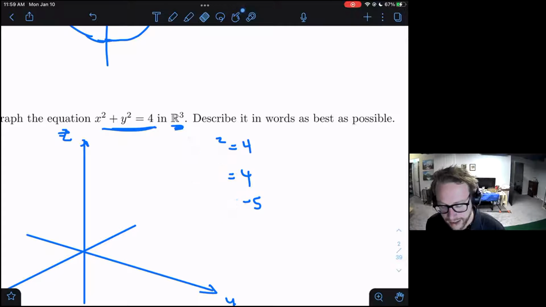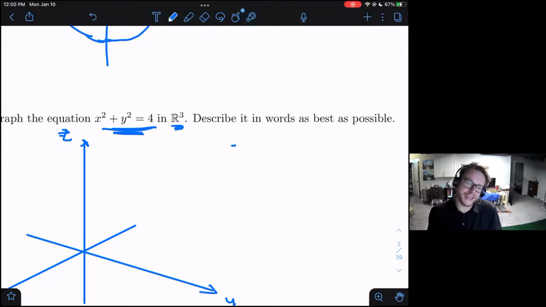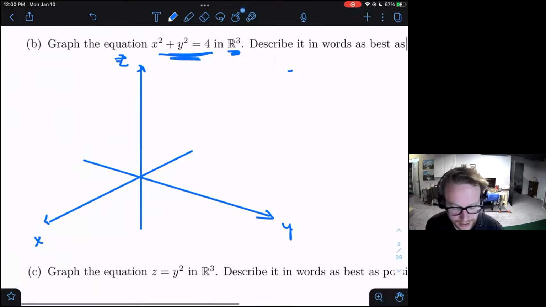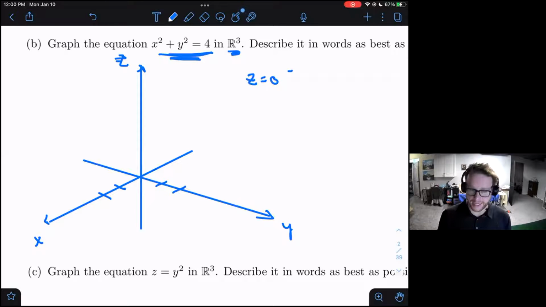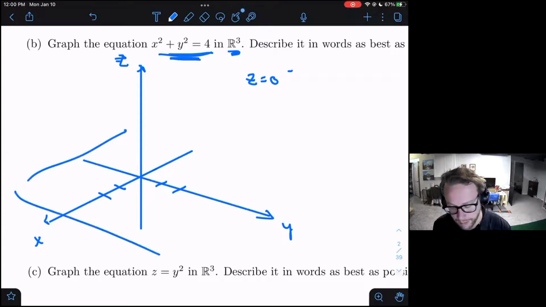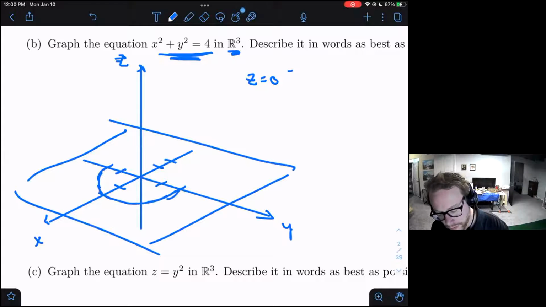Z, on the other hand, does not have any restrictions. Thinking about this in terms of restrictions, Z can be anything that it wants to be, so long as you have your copy of the circle. Imagine if I did Z equals 0. That's in the XY plane; we haven't gone up or down at all. We're staying in this XY plane right here. So if I just think about Z equals 0, well, we'd have a copy of our circle here in our classic XY plane.